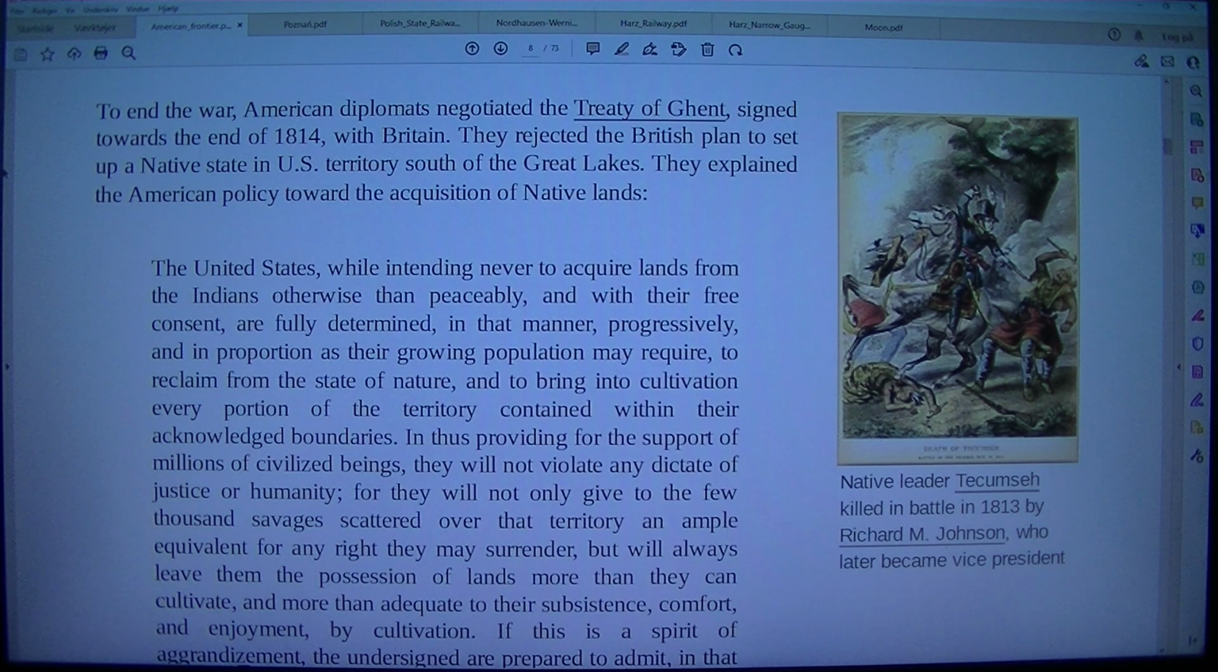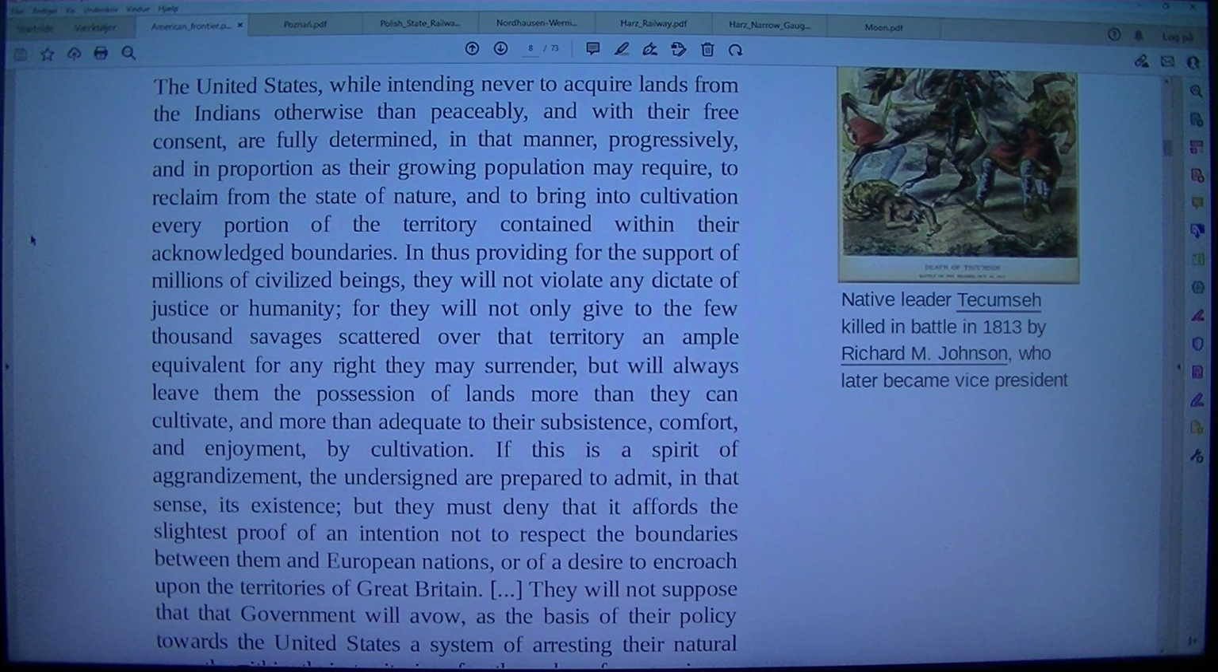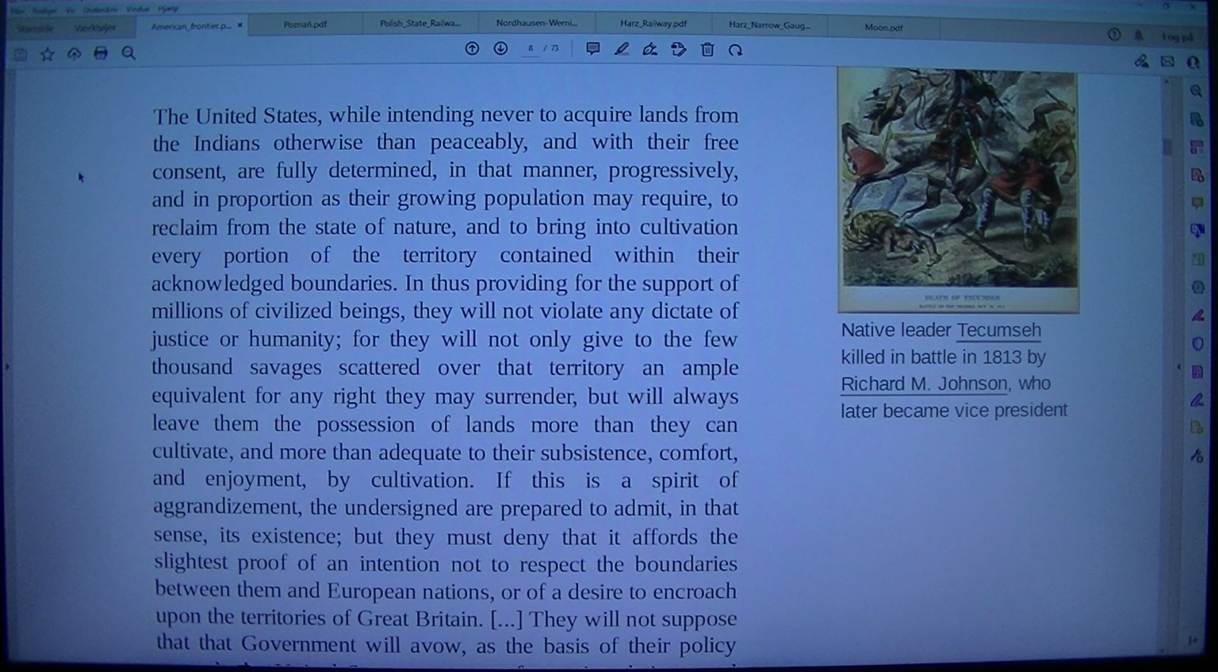They explained the American policy toward the acquisition of native lands: "The United States, while intending never to acquire lands from Indians otherwise than peaceably, and with their free consent, are fully determined, in that manner, progressively and in proportion as their growing population may require, to reclaim from the state of nature, and to bring into cultivation every portion of the territory contained within their acknowledged boundaries, in thus providing for the support of millions of civilized beings.